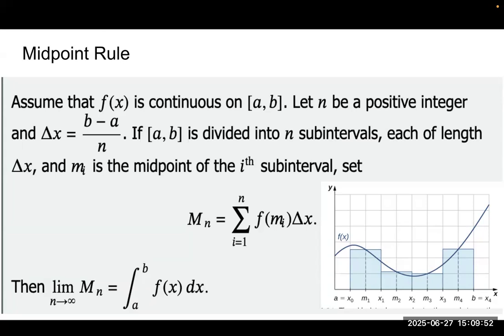Sub-interval means how many rectangles there are. If there are 4, let's suppose, then n will be 4. Looking at this diagram, for this case it should be symmetric. If it is not symmetric, then we need to look for something like the Riemann sum.